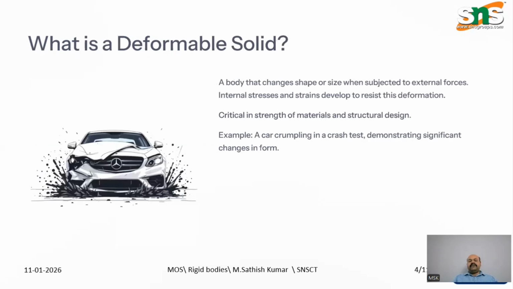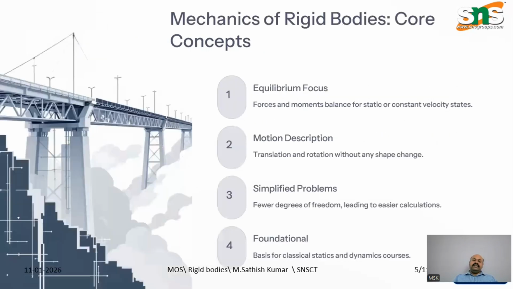And coming to the deformable body, you can see a picture of a car crumpling in a crash test, demonstrating significant changes in form. Normally the front portion of the car is subjected to a crash test so that passenger safety is ensured in every design. A deformable body changes shape or size when subjected to external force, and internal stresses and strains develop to resist this deformation. This is critical in strength of materials and structural design. This is very, very important.